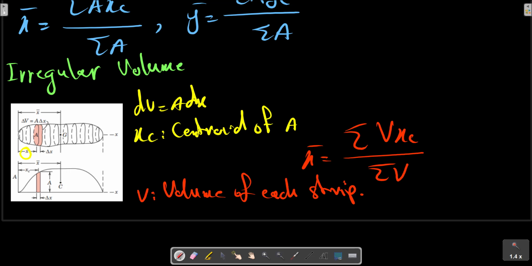The next section is about the theorem of composite.